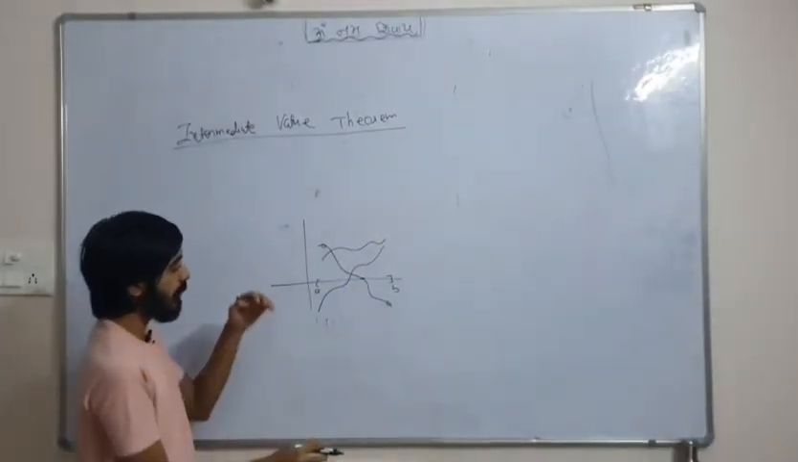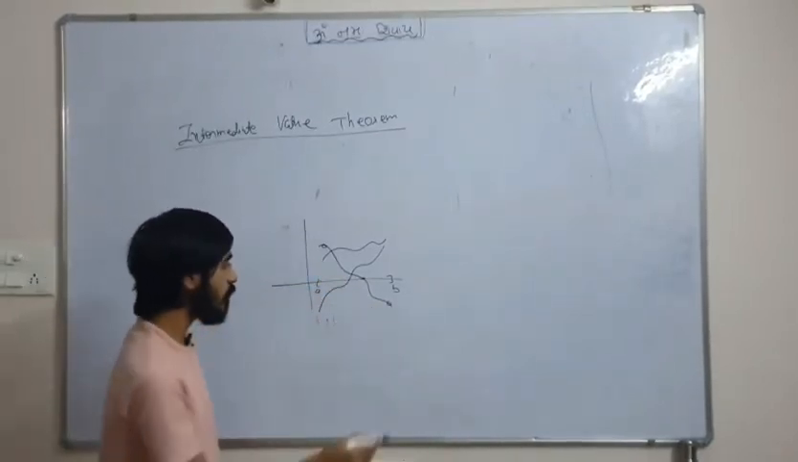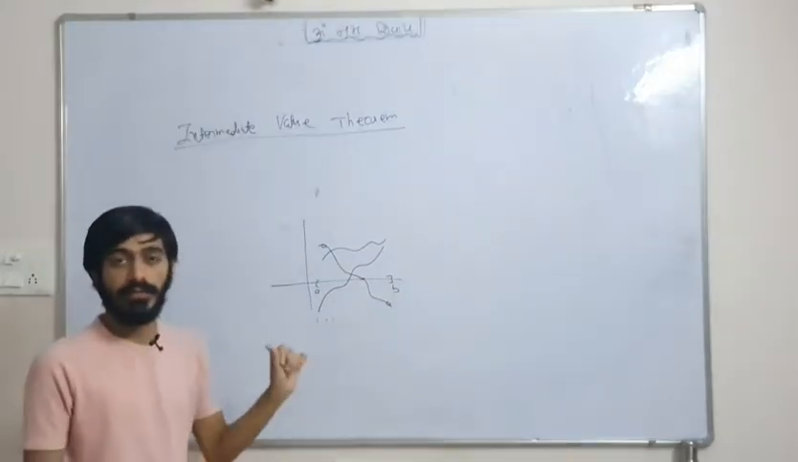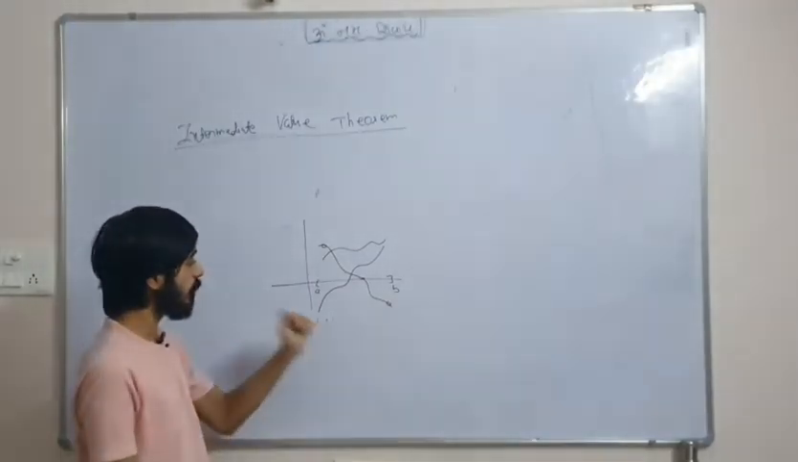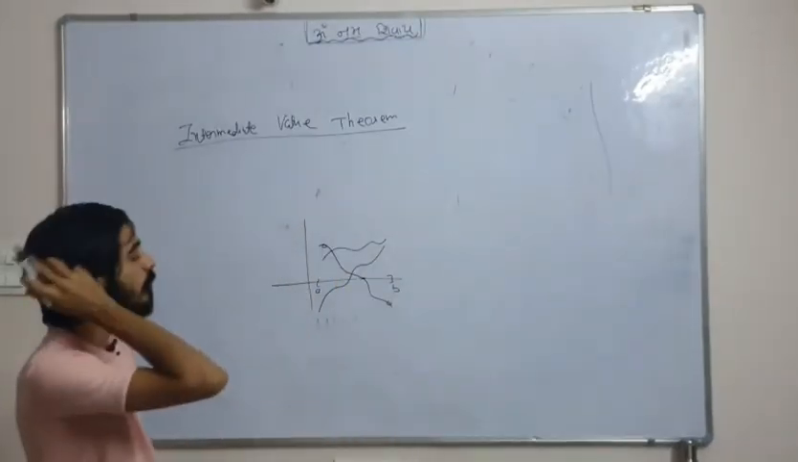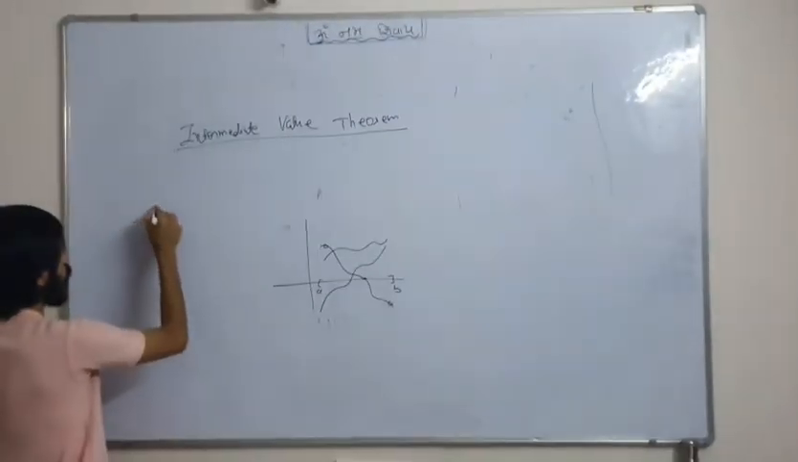So if a function has to pass from positive values to a negative value, then it has to cut the x-axis. Okay, so it is easy to see, but do we have a proof? Can we prove this? So let's start. To prove this, I'm going to use something called the nested interval theorem.